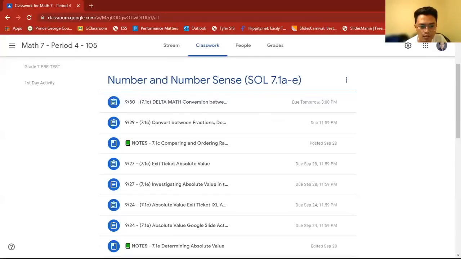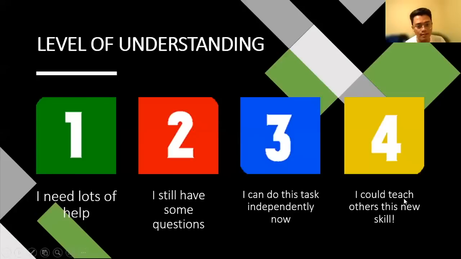For the last one, just comment in the comment section below your level of understanding. If you're in 1, 2, 3, and 4, 4 means I could teach others this new skill. 3, I can do this task independently now. 2, I still have some questions. And 1, I need lots of help.